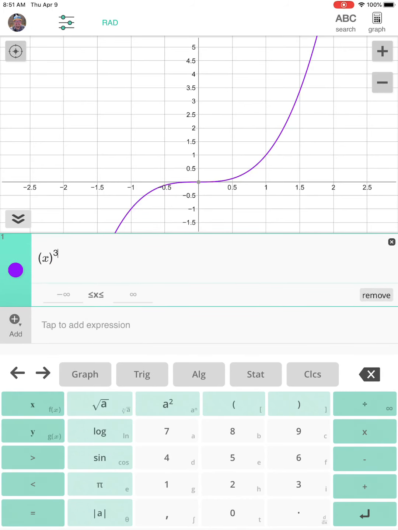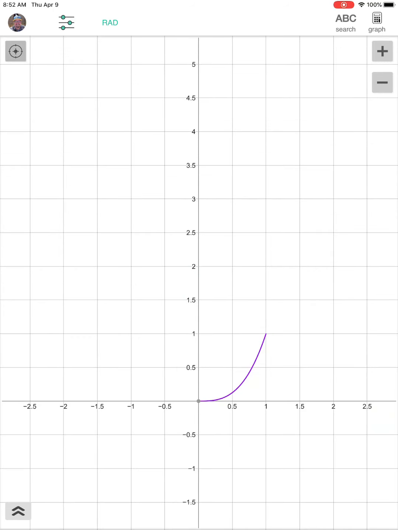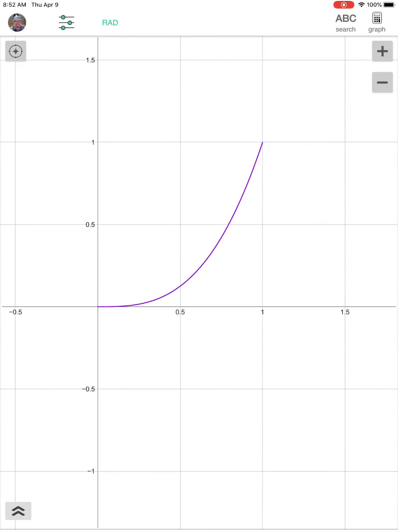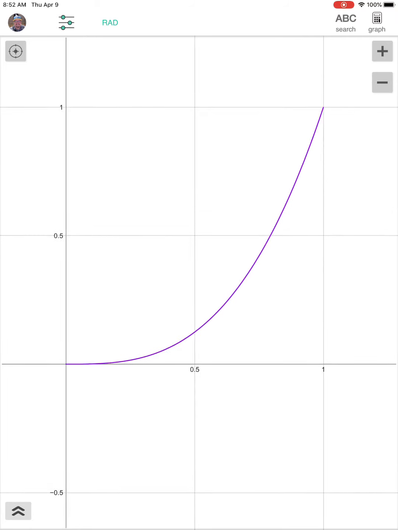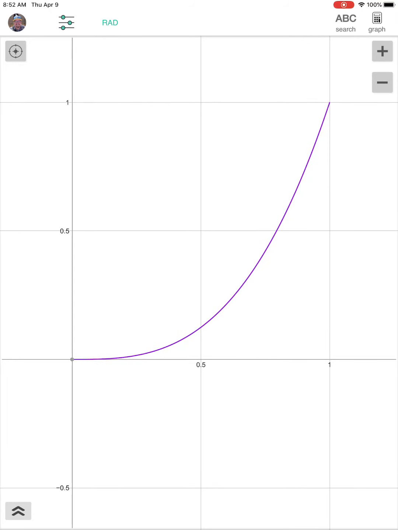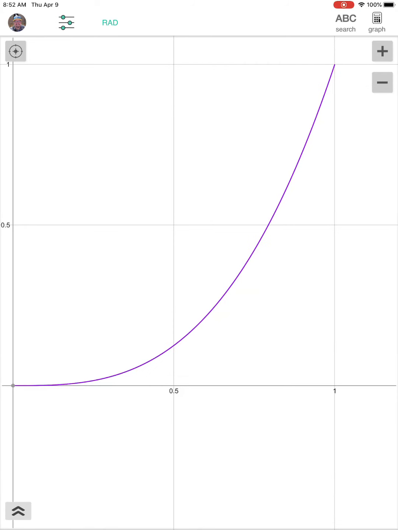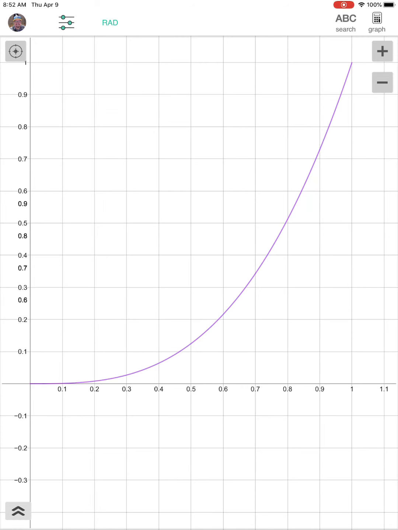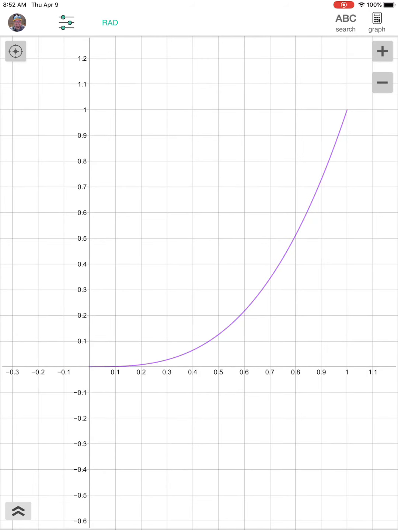Okay, so now that you've had a chance to try this one, let's try it together. So I'm going to start by graphing it. So we're going to graph x cubed, and we're going to set the domain so that it is between 0 and 1. Okay, so it looks like that.